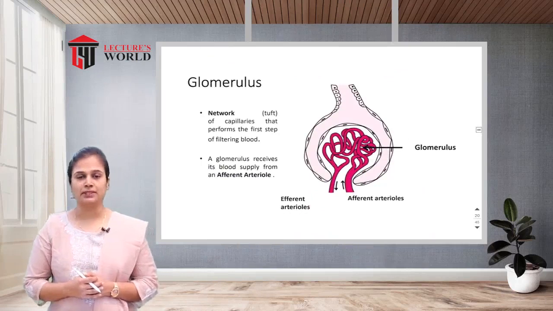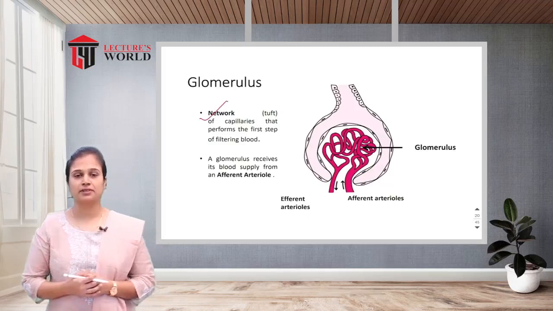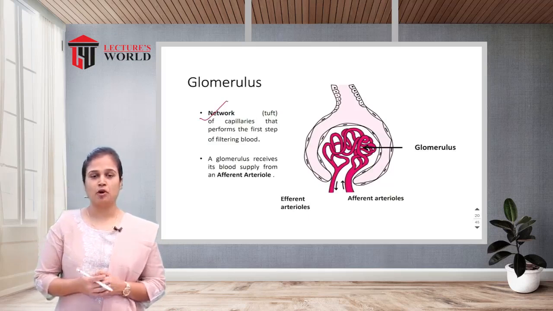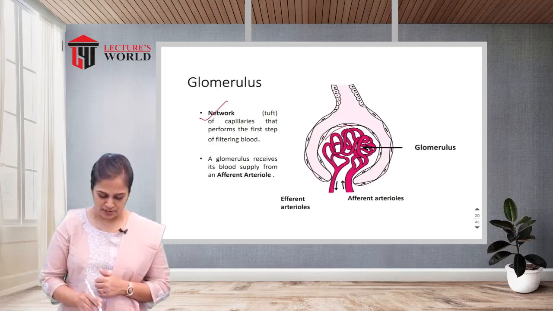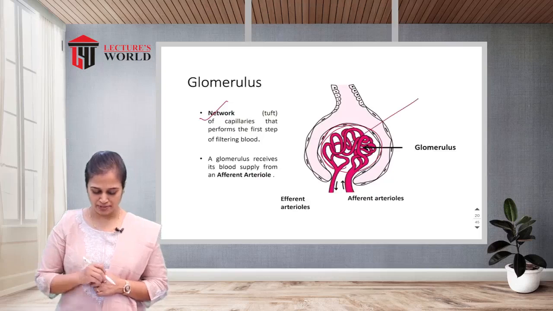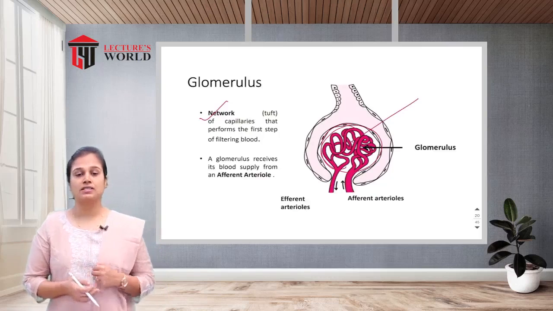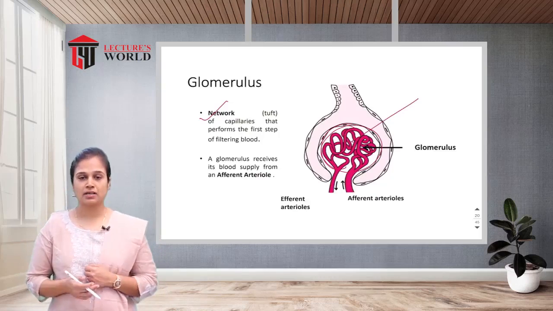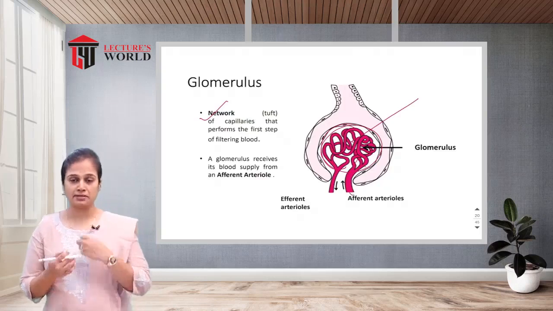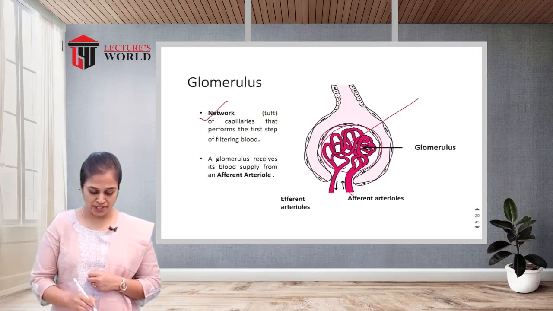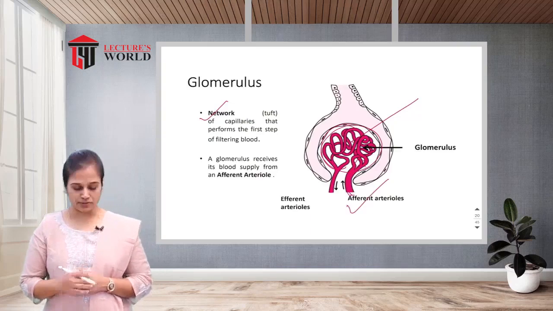We'll learn about the glomerulus. The glomerulus is a tuft of capillaries that performs the first step of filtering blood. You can see in the image, this is the network of capillaries and it is called the glomerulus. The glomerulus receives its blood supply from the afferent arterioles. The arterioles which enter the glomerulus and carry blood to it are called afferent arterioles.